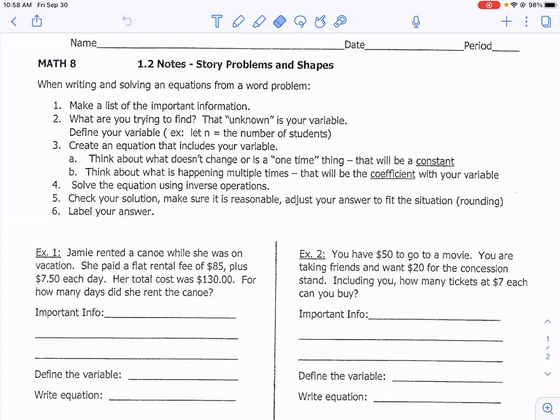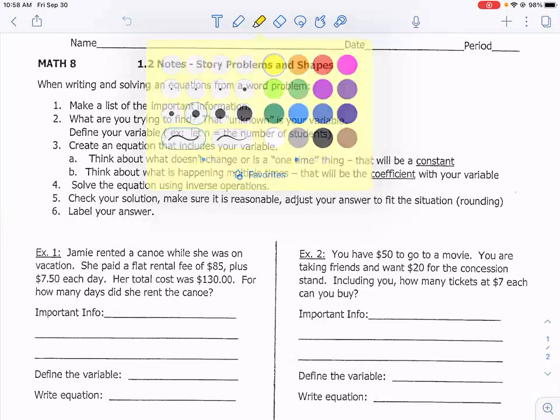All right, so we're going to get into more story problems today, but they're going to take a little bit more work to solve. They're going to be two-step equations, which means there's probably going to be more information. The way that we have this set up is going to help you organize your information a little bit better. The first thing you're going to do is make a list of important information.